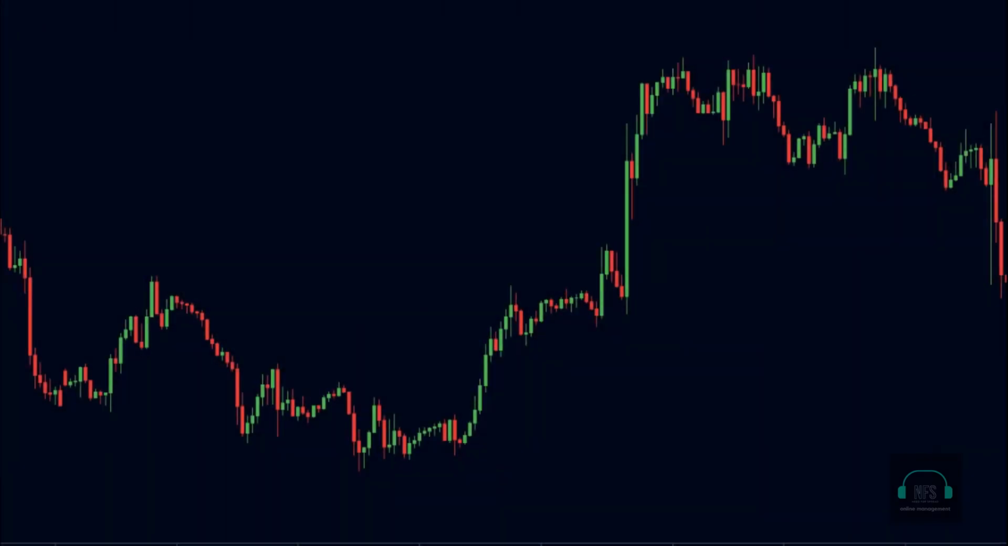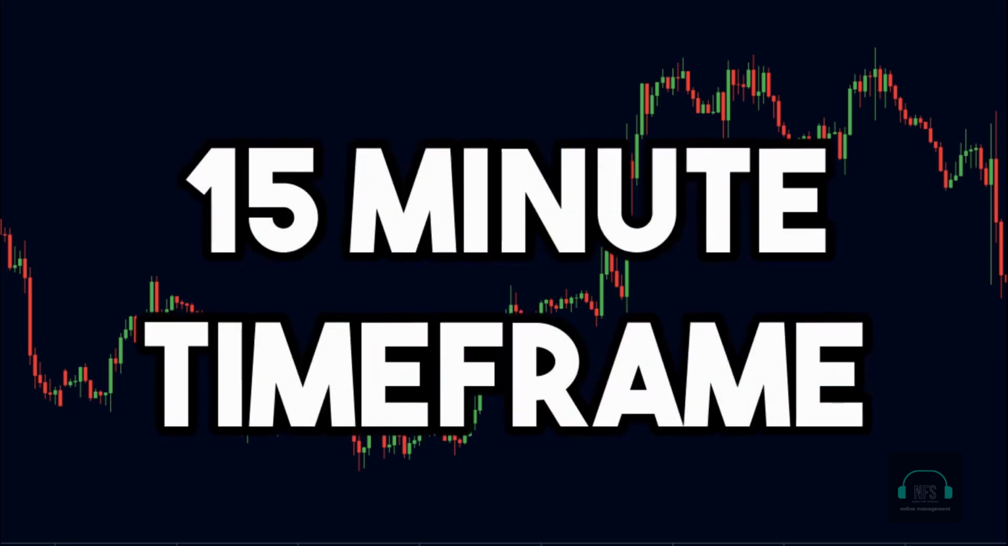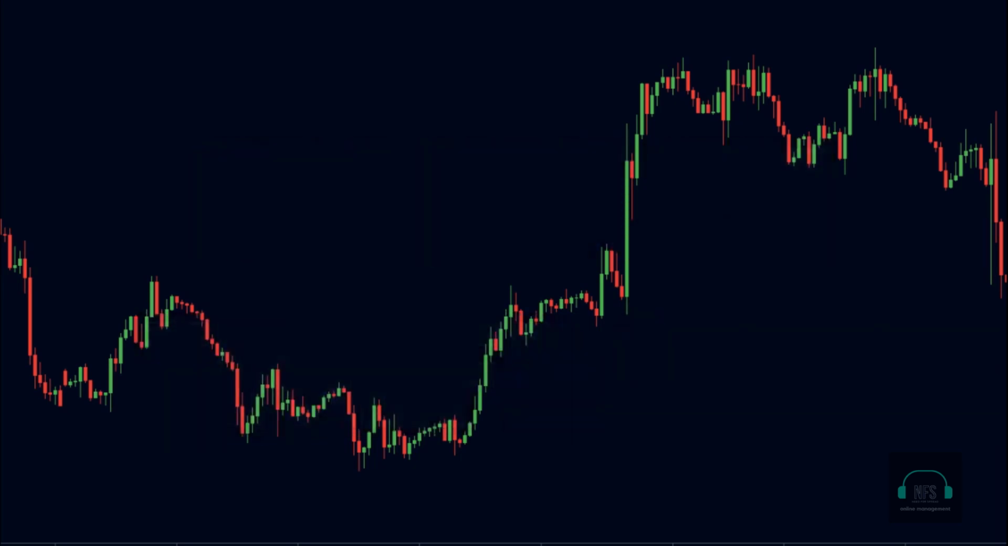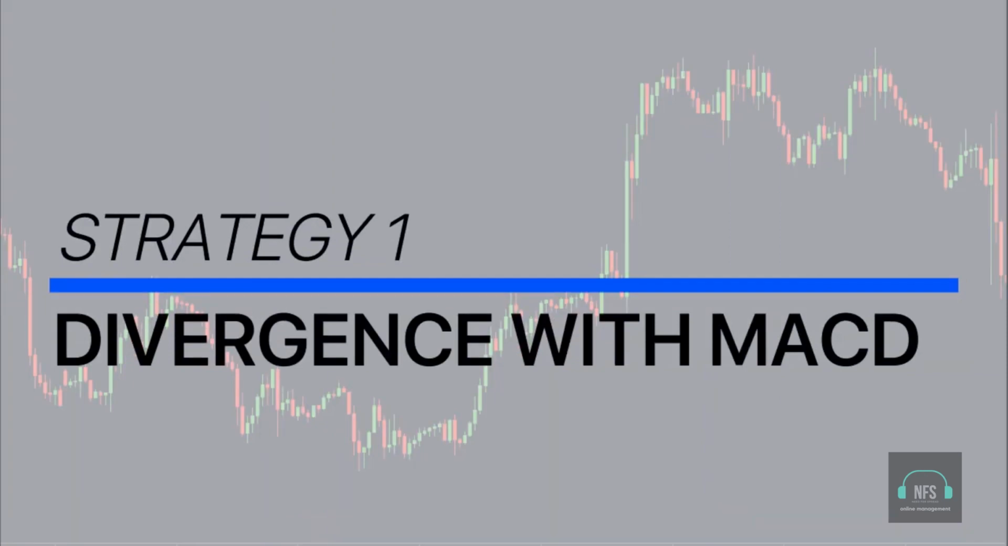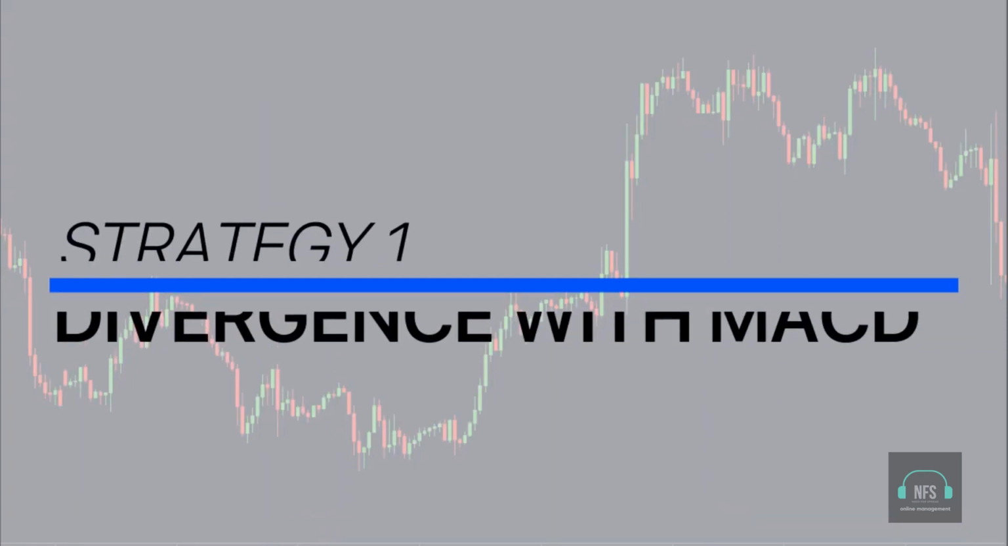An important point to note here is that we will use the 15-minute timeframe for this strategy. I believe that timeframes shorter than 15 minutes have a lot of unnecessary market noise. I recommend using a 15-minute timeframe or higher. With that being said, let us start with the MACD indicator.